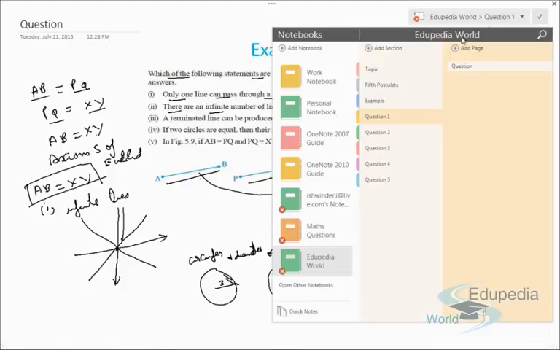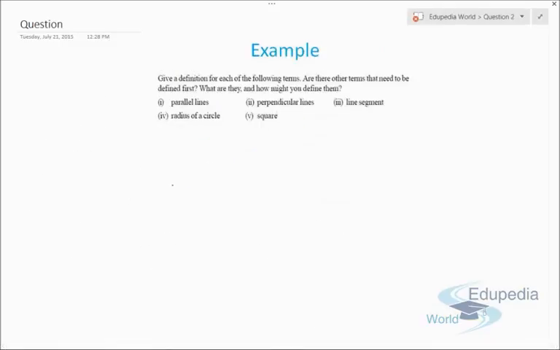So let's move on to the next question, question number 2. Give a definition for each of the following terms. Are there other terms that need to be defined first? What are they and how might you define them? Meaning you have to define each and every term in geometry. Now, the first term is parallel lines.